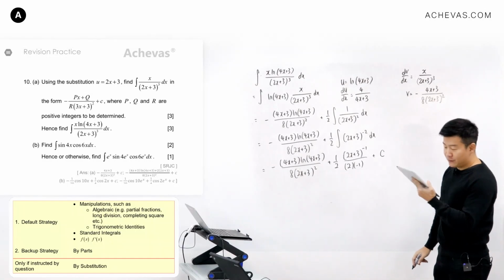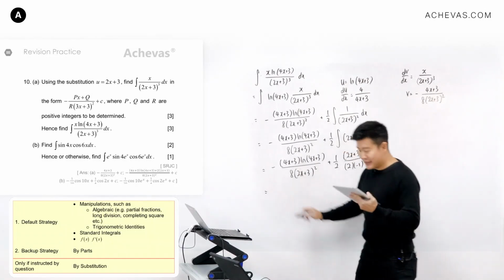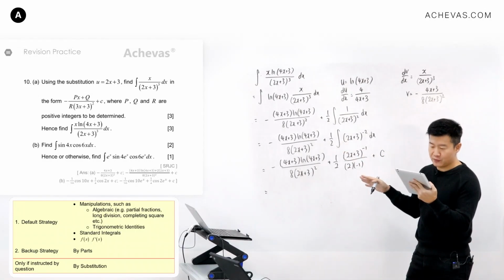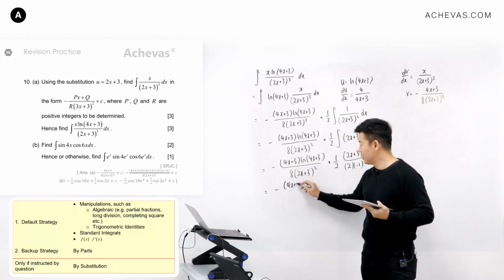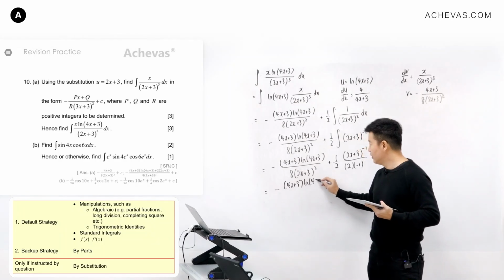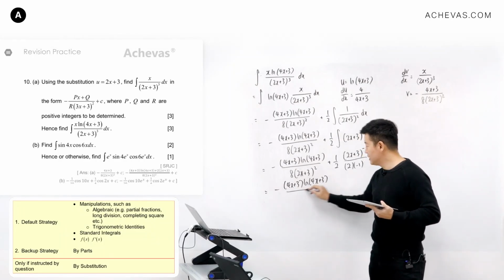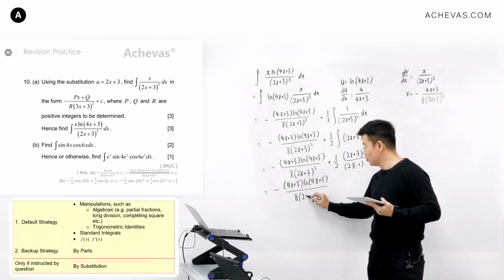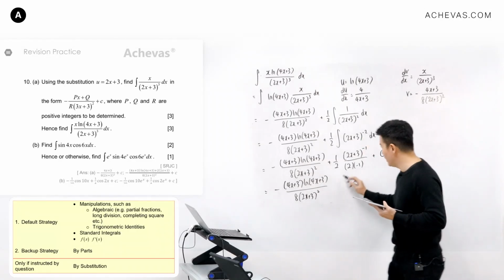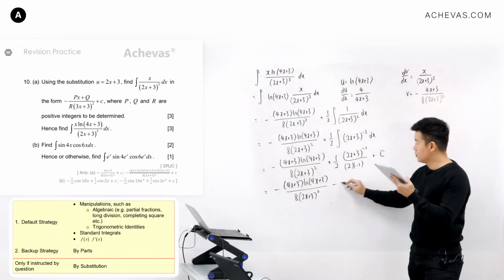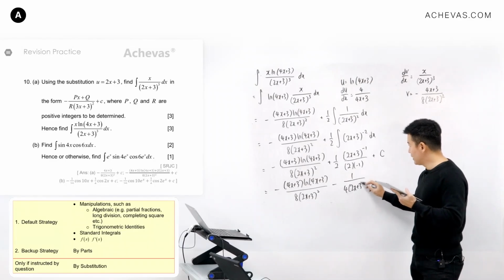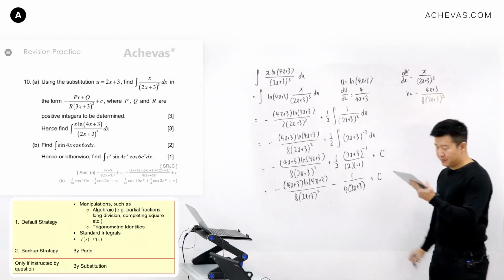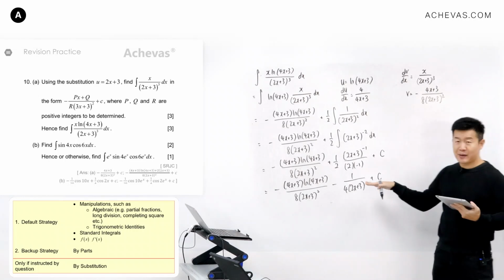So my final answer, okay, not yet. I'm going to just write one more before I go for my final answer. So it is going to be minus 4x plus 3 ln 4x plus 3, this divided by 8 of (2x plus 3) squared. This is going to be equal to minus 1 over 4 of (2x plus 3), then plus c. So this can be the answer.